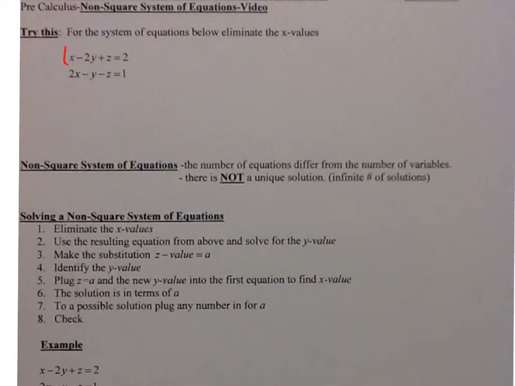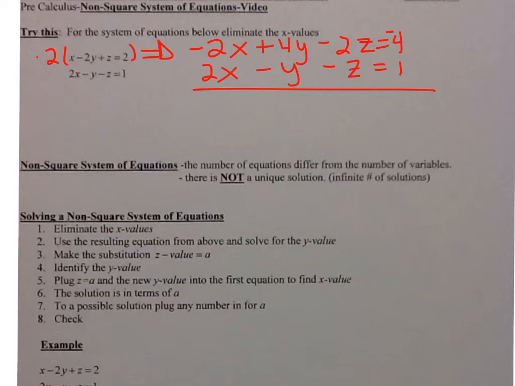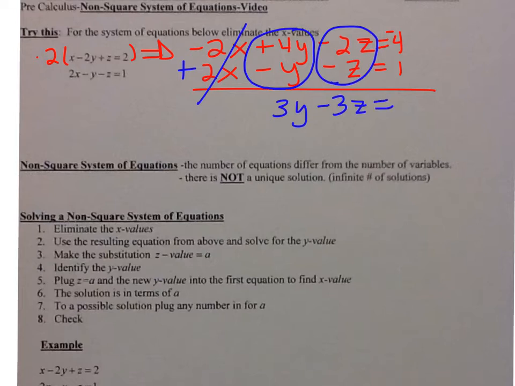Alright, so I'm going to multiply the top equation by -2. This way I'll get additive inverses and I'll be able to eliminate when I add them. So make sure you multiply through by -2, so I get -2x plus 4y minus 2z equals -4. And the bottom one will stay the same, so it's 2x minus y minus z is equal to 1. And then when I add them together, -2 plus 2 cancels out. 4y minus y is 3y. -2z minus z is -3z. And -4 plus 1 is -3.